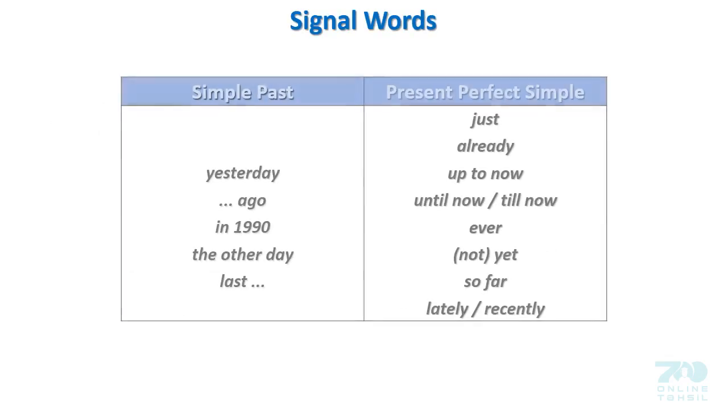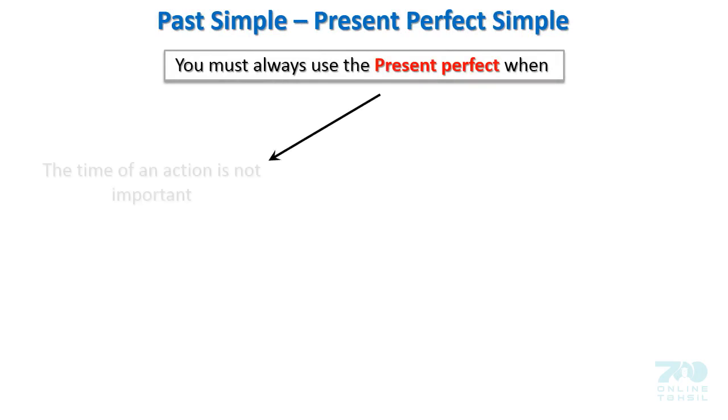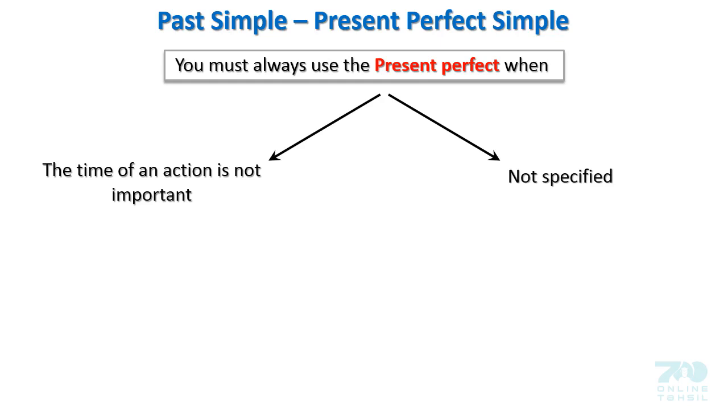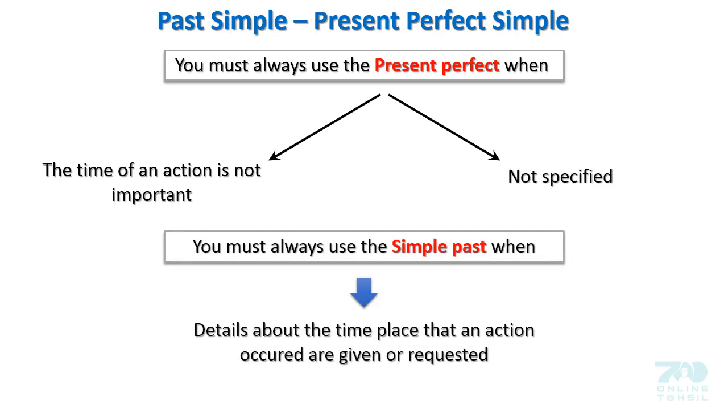Signal words. Simple past: yesterday, ago, in 1990, the other day, last. Present perfect simple: just, already, up to now, until now, till now, ever, not yet, so far, lately, recently. You must always use the present perfect when the time of an action is not important or not specified. You must always use the simple past when details about the time or place that an action occurred are given or requested.